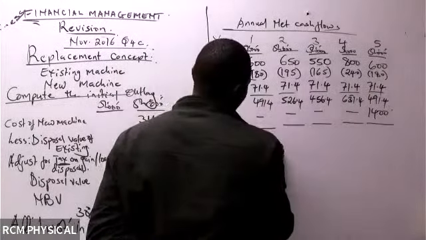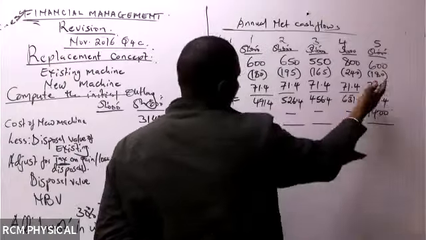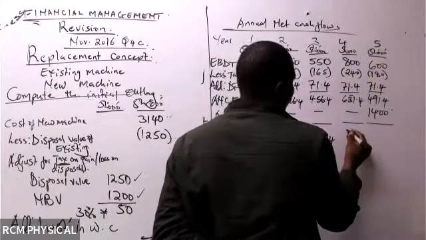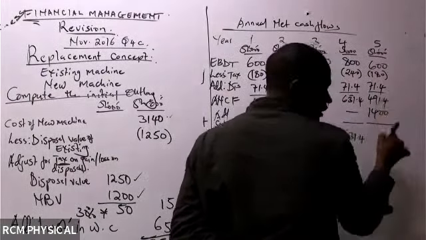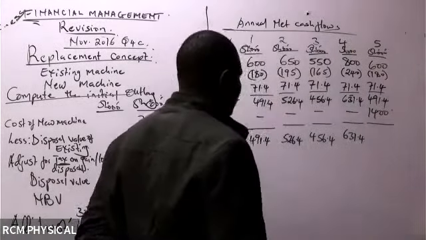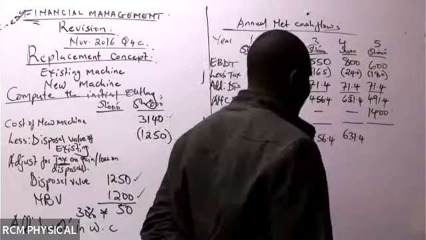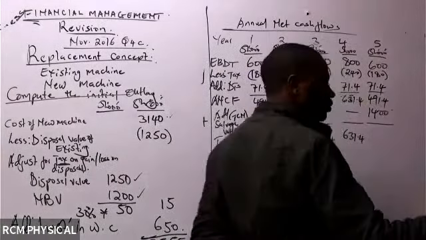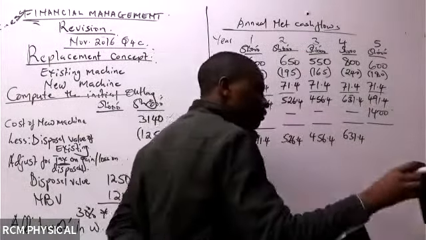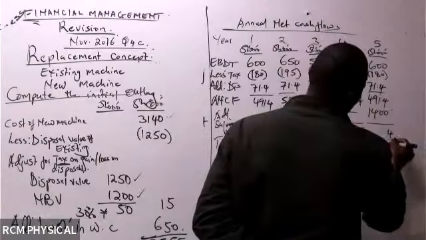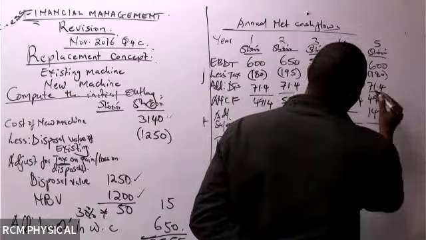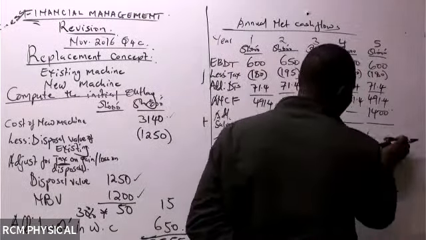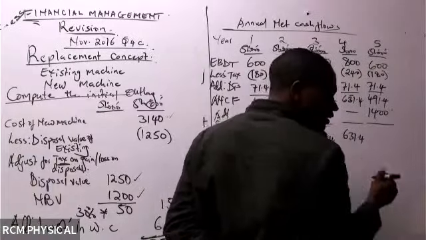So the first one is 491.4, then 491.4, and 691.4. Then the total of the last year, adding the salvage value. The total here is 4, 9, 1 and 631, so it is 1891.